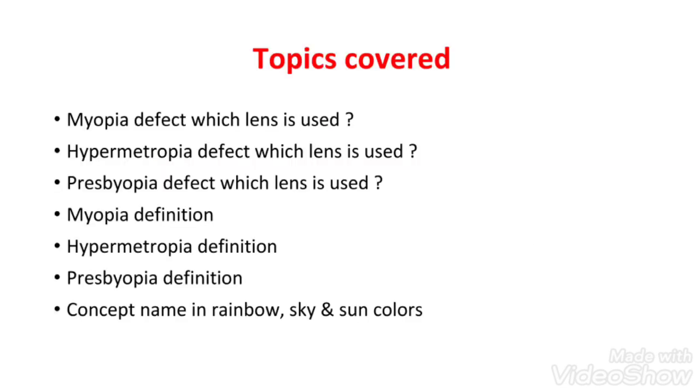In this chapter, the topics covered are these, which you can remember easily. First one is myopia defect. Second one is hypermetropia defect. And third one, presbyopia defect. Fourth one, myopia definition. Fifth one, hypermetropia definition. Sixth one, presbyopia definition. Last one, concept name in rainbow, sky and sun colors.